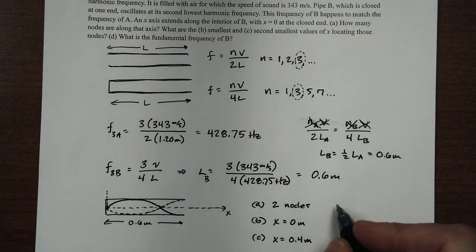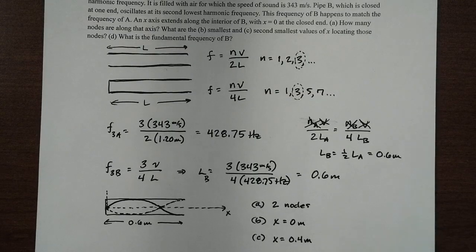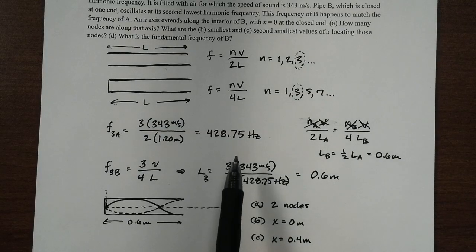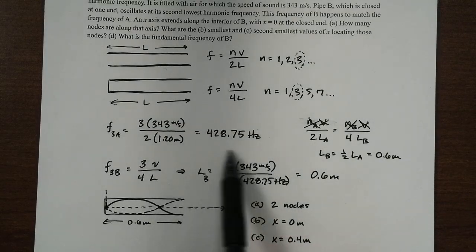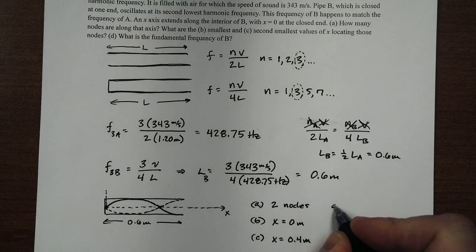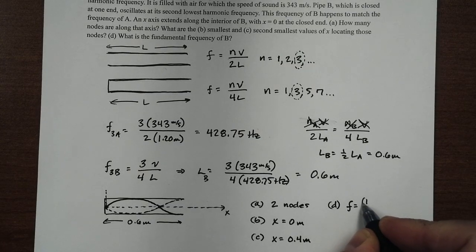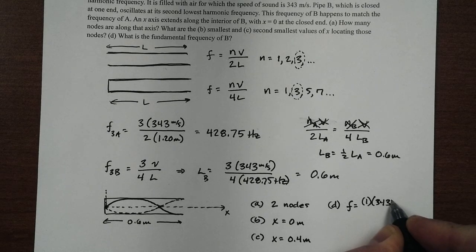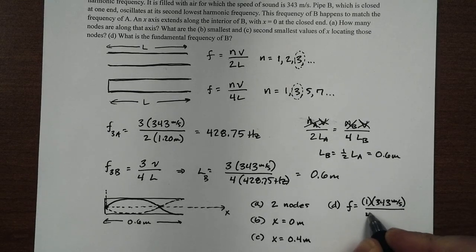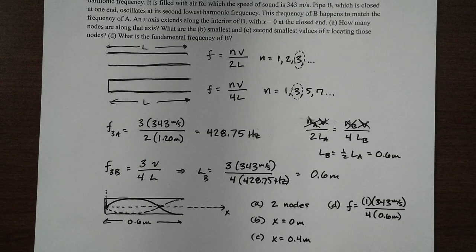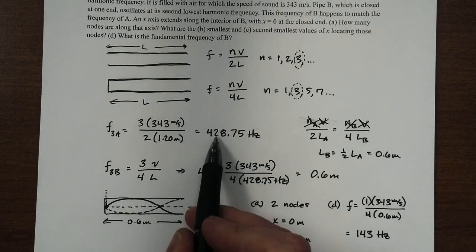And finally, what is the fundamental frequency of B? Well, we know that the frequency of B in the second mode is this 428.75, but what is it if we find it in the fundamental mode? Well, we can just do that by plugging in 1 here. We got 343 meters a second over 4, and we know the length of B's pipe is 0.6 meters. And if you calculate that, you get about 143 hertz, which is 1/3 of the value up here.